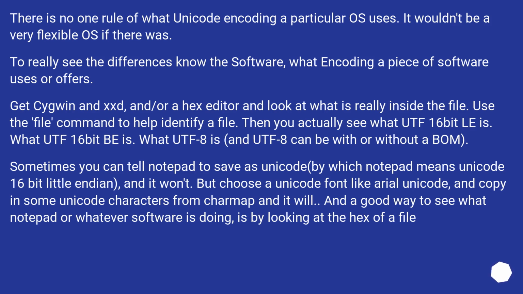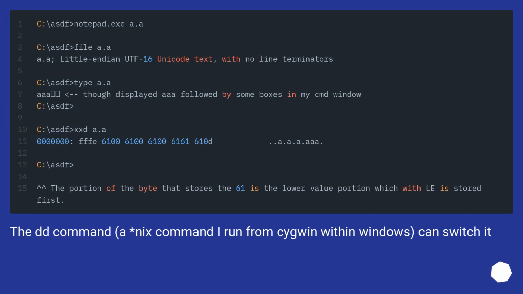Sometimes you can tell Notepad to save as Unicode, by which Notepad means Unicode 16-bit little endian, and it won't. But choose a Unicode font like Arial Unicode, and copy in some Unicode characters from Character Map, and it will. And a good way to see what Notepad or whatever software is doing is by looking at the hex of a file. The dd command, a *nix command I run from Cygwin within Windows, can switch it.